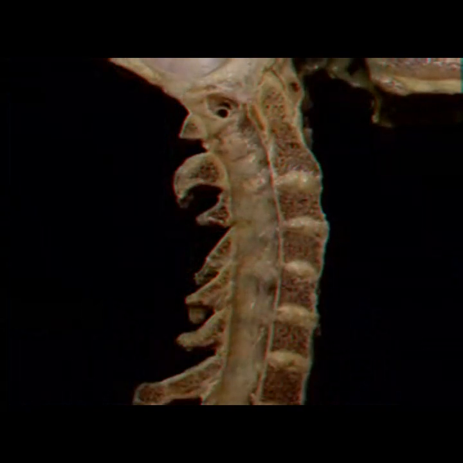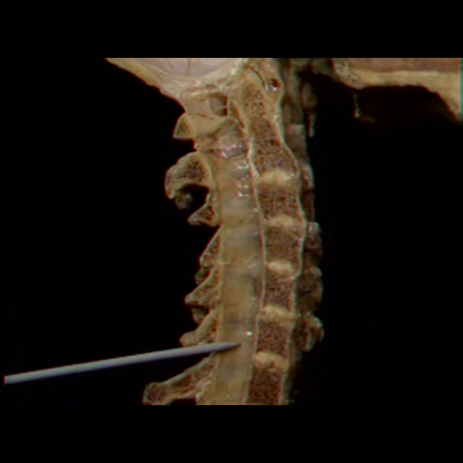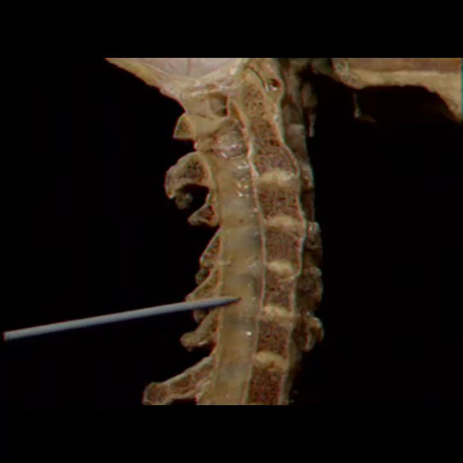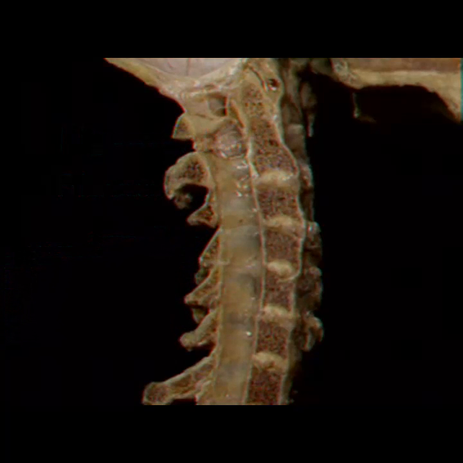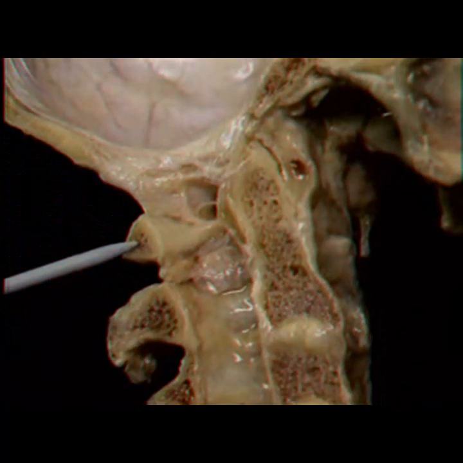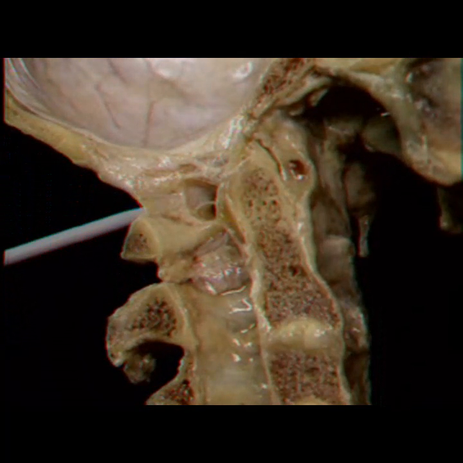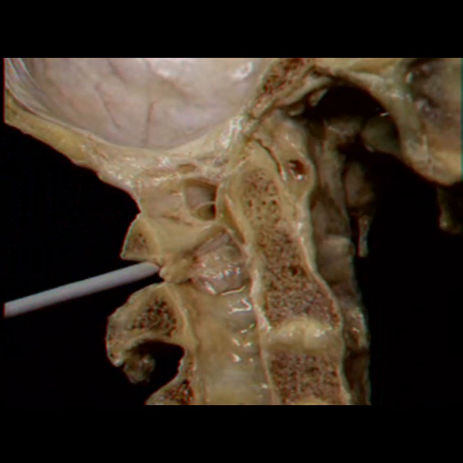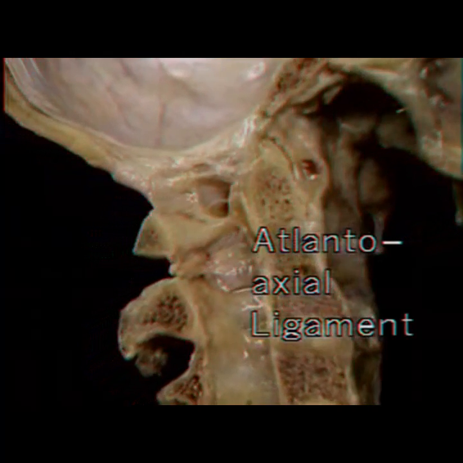Lastly, we'll look at the ligaments that connect the vertebral arches. The arches of the regular cervical vertebrae are held together by strips of yellow fiber cartilage, known collectively as the ligamentum flavum. The arches of the axis and the atlas and the edges of the foramen magnum are held together by these loose and flexible sleeves of fibrous tissue, the atlanto-occipital and atlanto-axial ligaments.